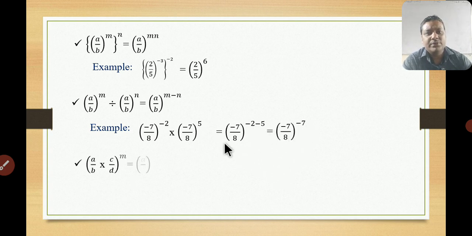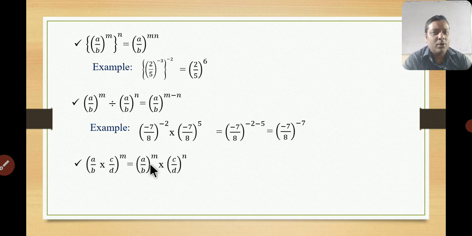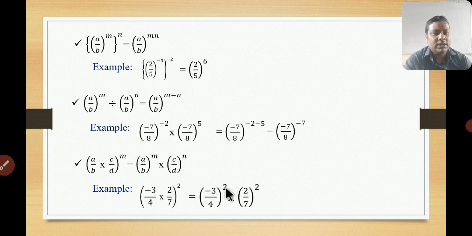Okay. Now students, if a by b into c by d has a power n, it means if 2 bases are inside the bracket and they have a common power, then the power will distribute on each rational number. It means on a by b also and on c by d also. If more than 2 rational numbers are given inside the bracket, then the power will distribute on each rational number also. So for example, if minus 3 by 4 into 2 by 7 has a power 2, then we can say minus 3 by 4 has an individual power 2 and 2 by 7 also has an individual power 2. Okay.